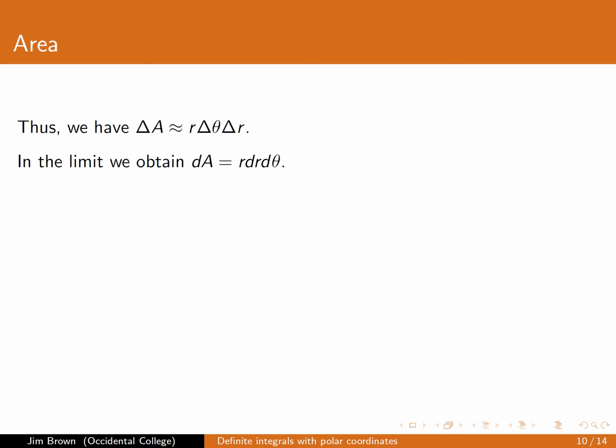So in the limit, we obtain that dA is r dr d theta. Notice it's not just dr d theta, where before we had just dx dy. Here we have to include that r because how far away from the origin it is going to change that little piece of area.